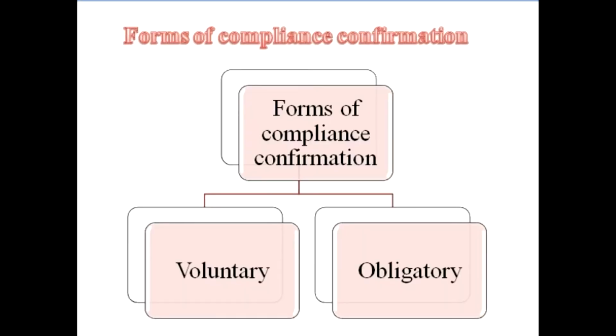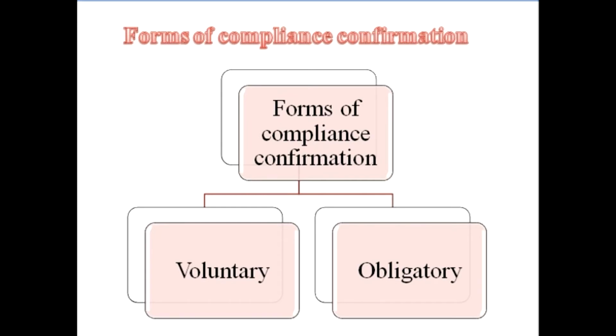Forms of compliance confirmation. As noted earlier, the form of conformity assessment on the territory of the Republic of Kazakhstan may be voluntary or mandatory. Voluntary confirmation of compliance is carried out in the form of voluntary certification. Mandatory confirmation of compliance is carried out in the following forms: adoption of the Declaration of Conformity, and obligatory certification.